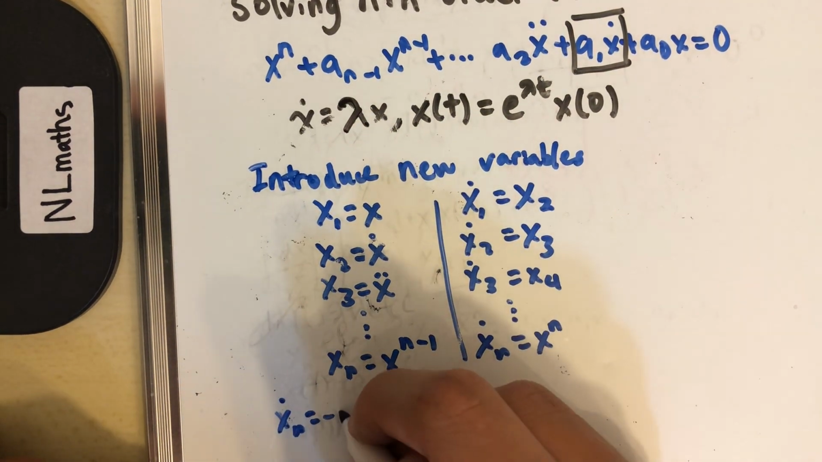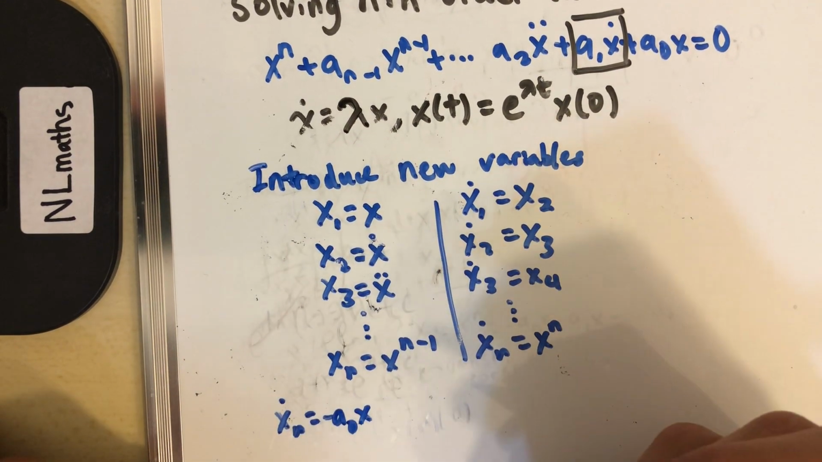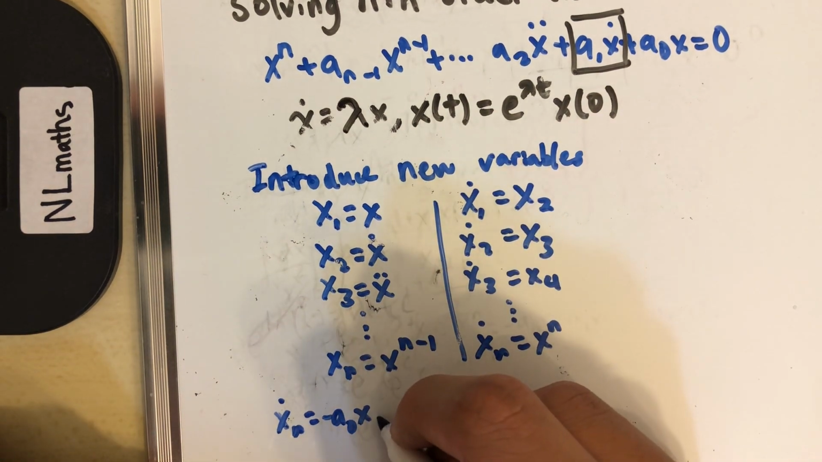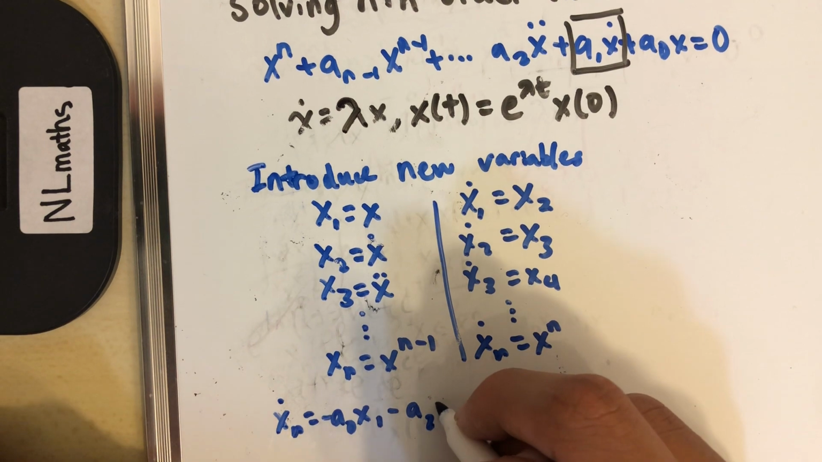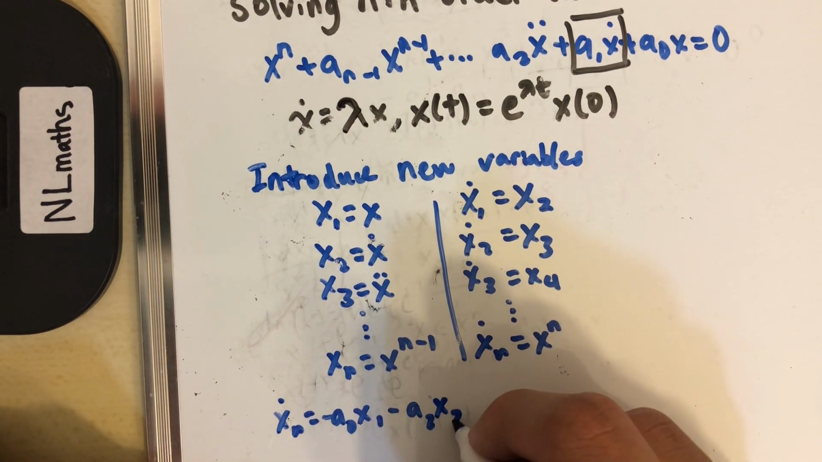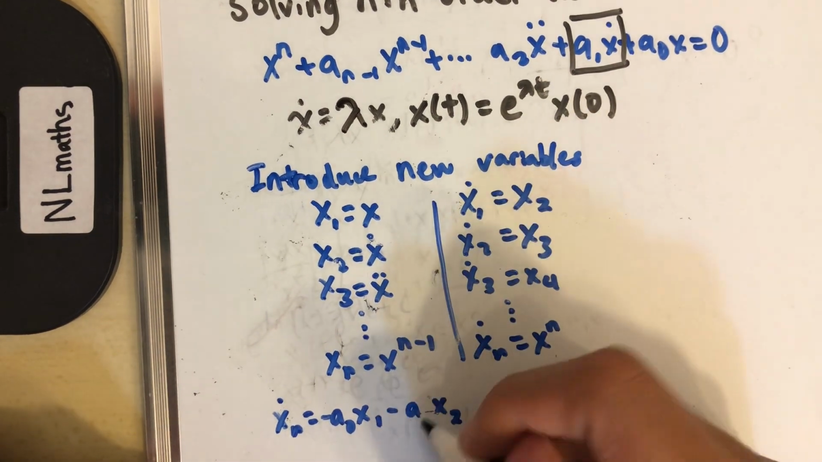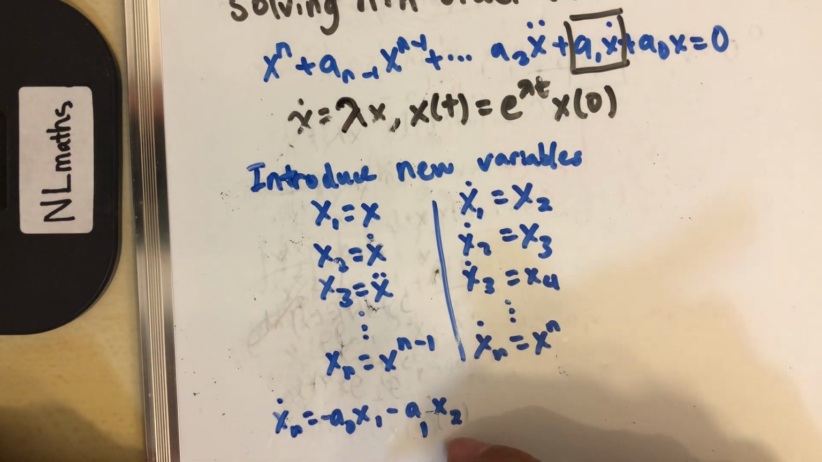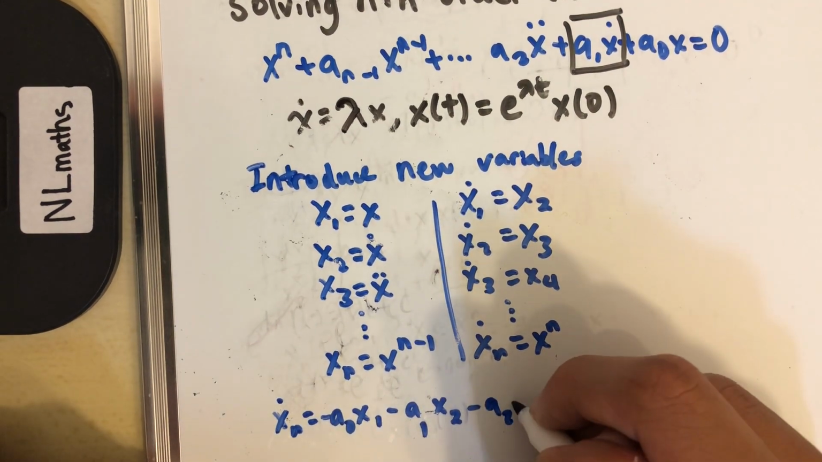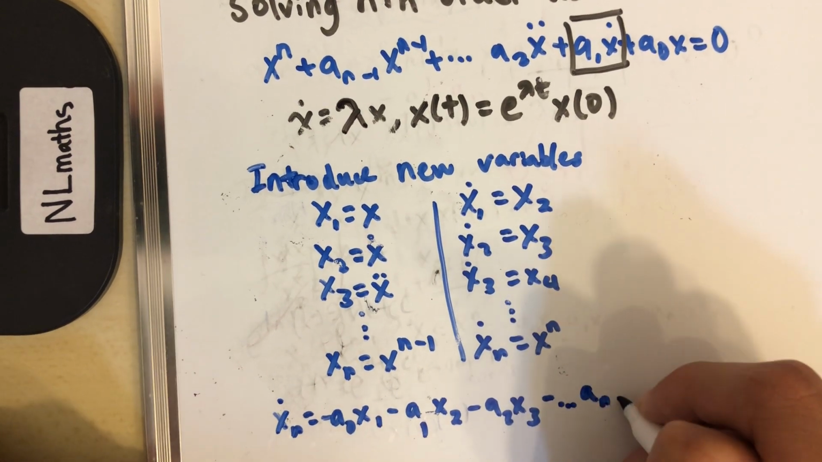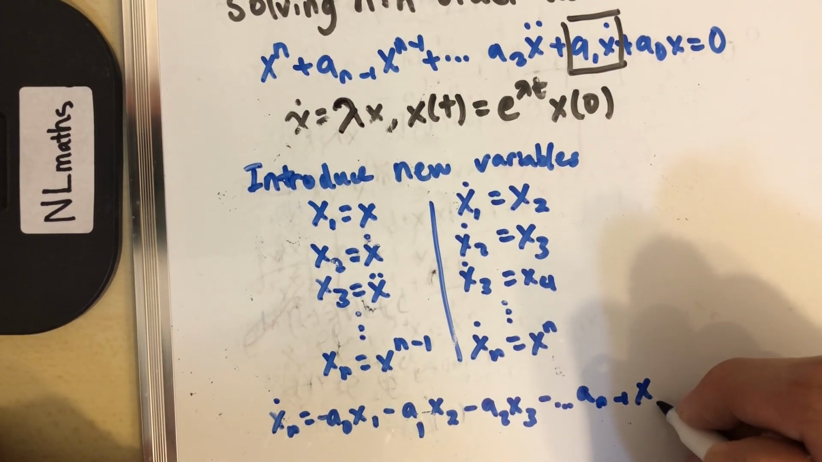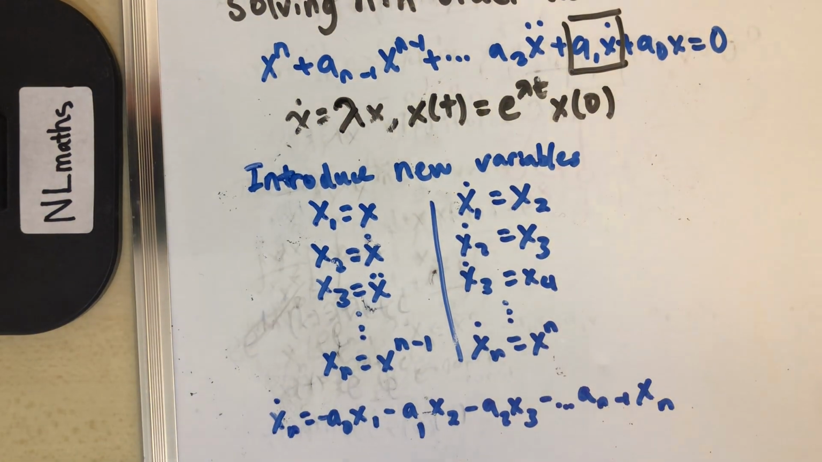negative a0 x1 minus a1 x2, since x dot is x2, and minus a2 x3, minus dot dot dot, minus a(n-1) xn. Okay, good. So we have all of this information.